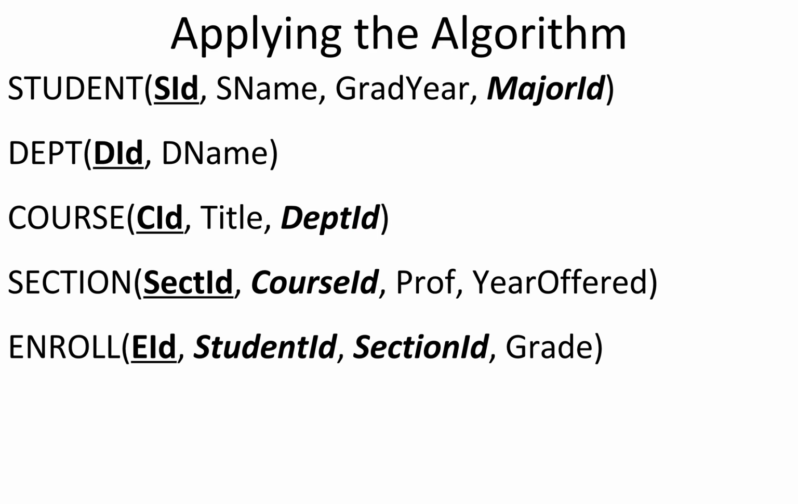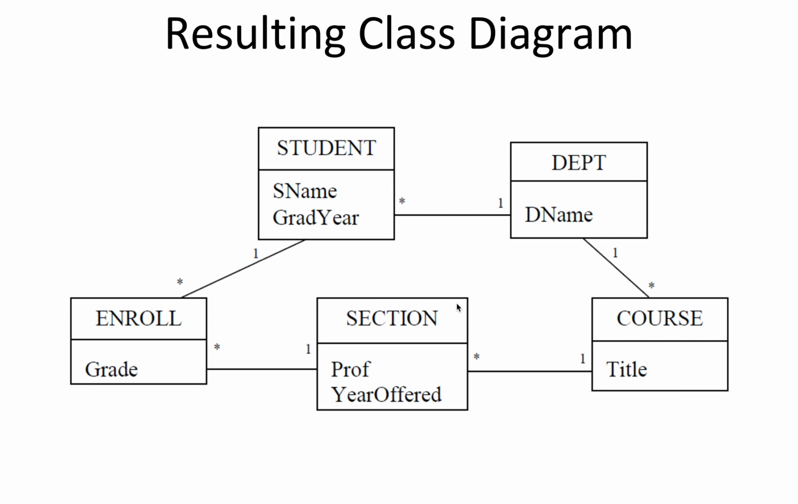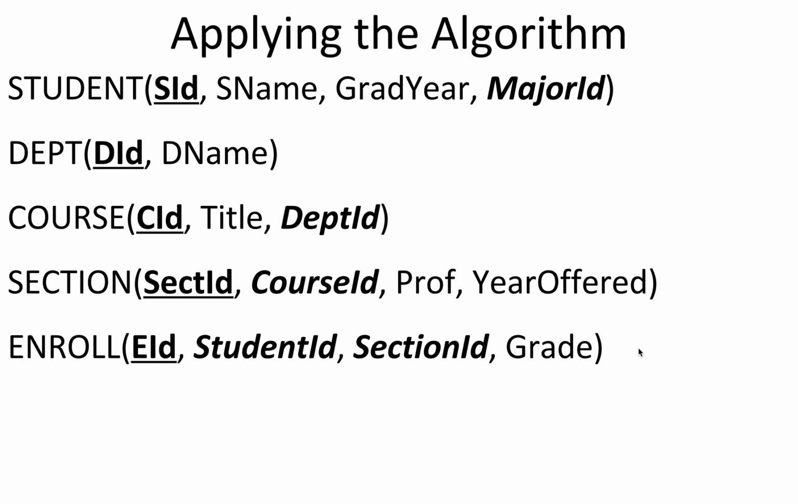Also, notice that the section has a section ID, but it also has a course ID that is referencing the course. So that means that this is going to have a star on the side of the section, and there's going to be a 1 on the side of the course. And that's exactly what we have: a star between course and section. And then finally, the course has a foreign key that is referencing the department. So that means that there's going to be a star on the side of the course, and a 1 on the side of the department.